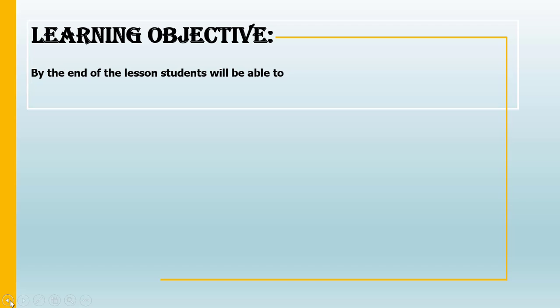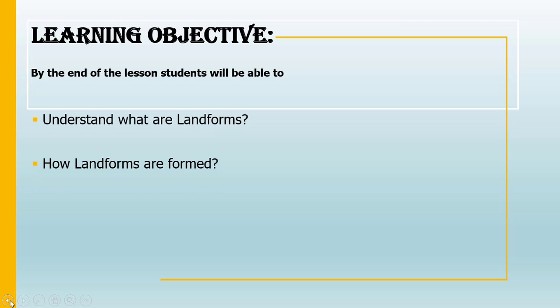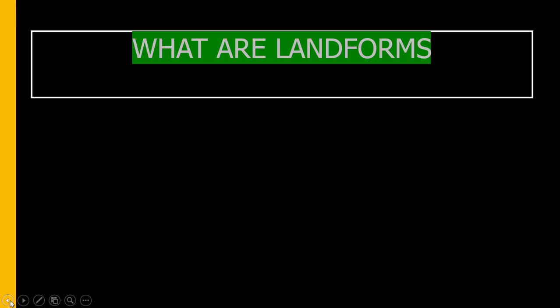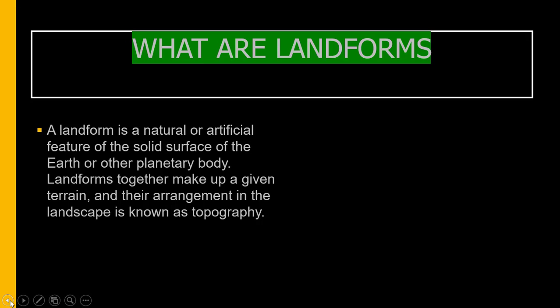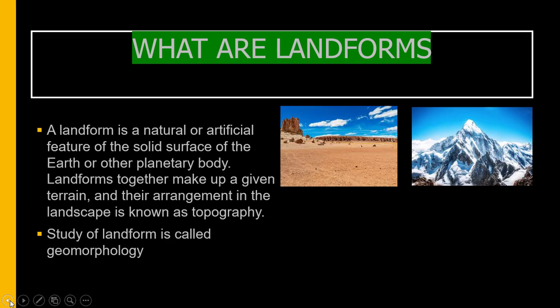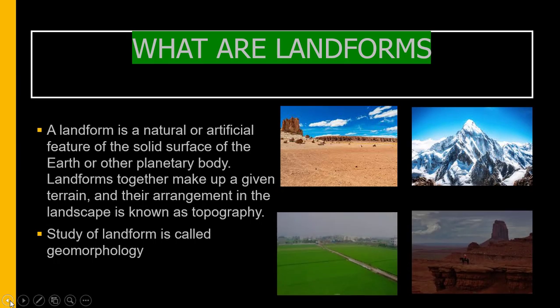Learning objectives of today's lesson are: by the end of the lesson, you will be able to understand what landforms are and how landforms are formed. First we will discuss what landforms are. A landform is a natural or artificial feature of the solid surface of the earth or other planetary body. Landforms together make up a given terrain, and their arrangement in the landscape is known as topography. The study of landforms is called geomorphology.